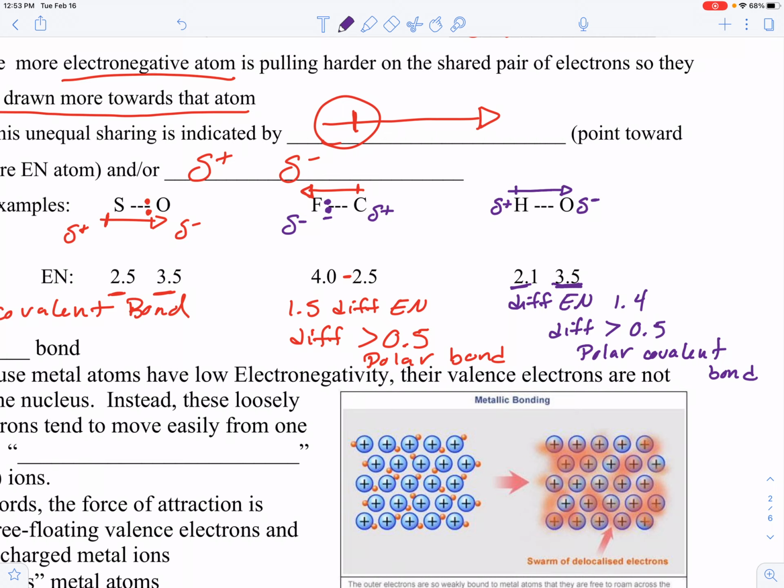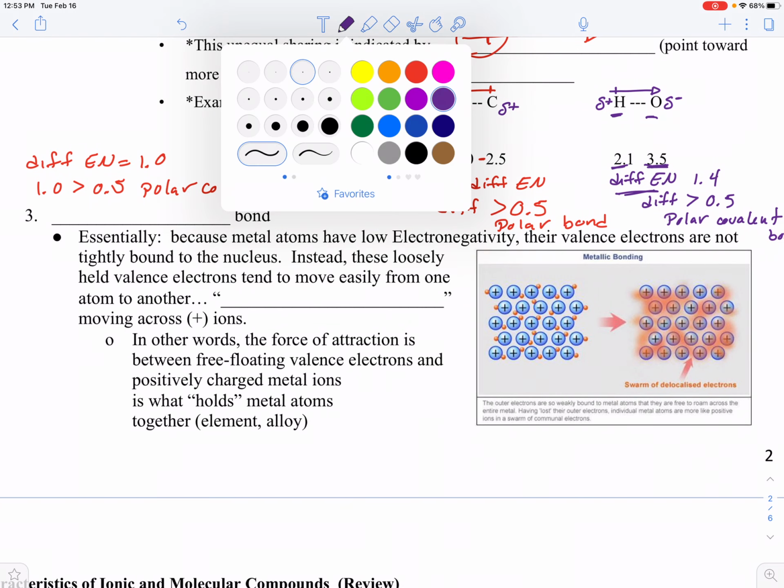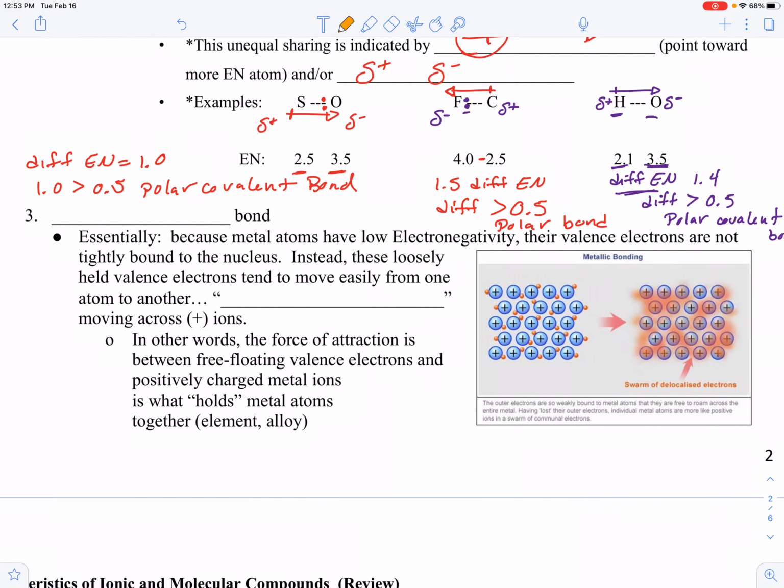So again, these are polar covalent bonds. They're still covalent bonds. It's still a nonmetal to a nonmetal. But in this case, their differences in electronegativity are higher than 0.5, so it does affect how the electrons are shared between the two. The last type of bond I'm going to go over quickly in this set of notes, we don't go into very much detail about them, but I just wanted to bring it up.